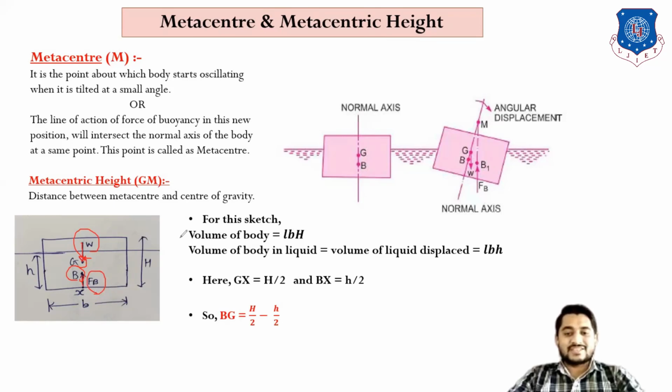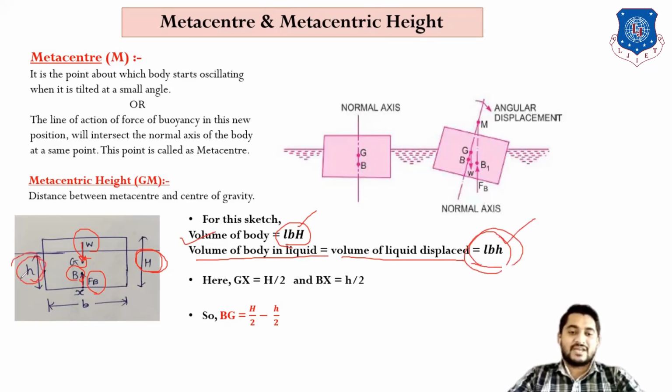So for this sketch, the volume of the total body is L B into capital H. For the total body, we have to take capital H, and the volume of the liquid displaced is equal to L B into small h, because the liquid is up to height h. So for the liquid surface you have to take small h, and for the total body you have to take capital H.